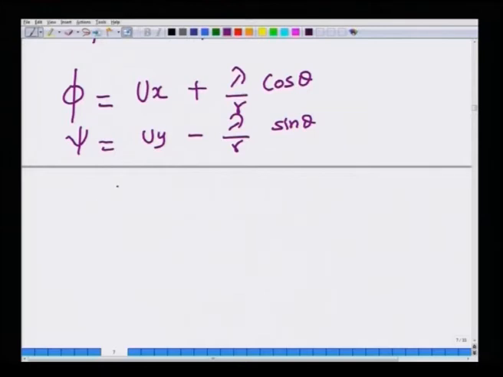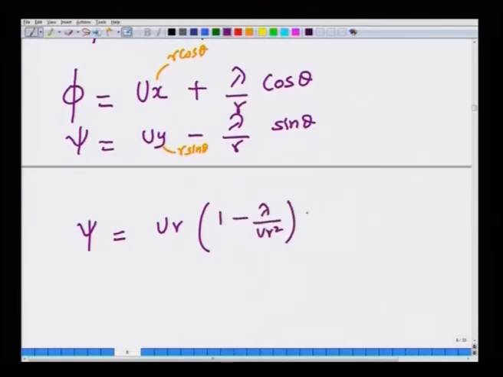Well, instead of x, I am going to put r cos theta, polar coordinates. Instead of y, I am going to put r sin theta. So, psi becomes u r times (1 minus lambda by u r squared) times sin theta. And phi is u r times (1 plus lambda by u r squared) times cos theta.